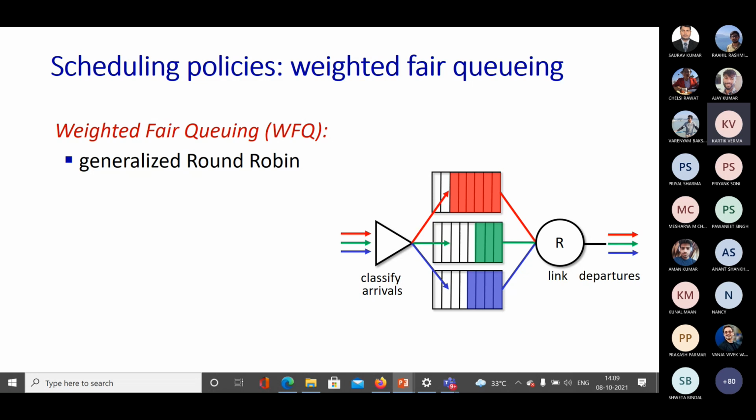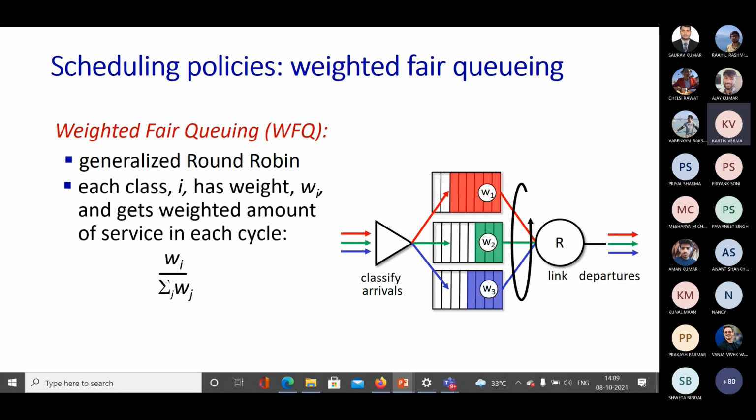What we are going to do now is a different scheduling policy, and that is known as weighted fair queuing. It is actually a variant of round robin scheduling. So how does it work? What we do is we give weights to each class. Now why is this being done? Round robin can be a fair kind of scheduling policy where every class of customer is going to get the same treatment.